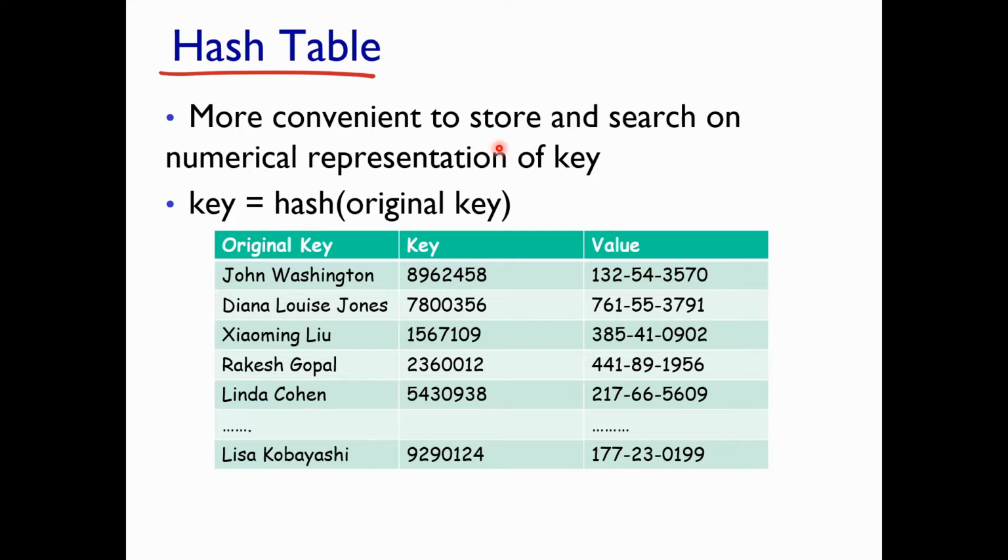Instead of having the string as the key, it is better to have a numerical representation of the key. This numerical representation can be obtained by using the hash function. So you take the hash of the original key, which may be a string value, and you get a numeric key value. Now for John Washington, the hash value can be a numerical value. This will be stored as a key in the hash table, and the corresponding value, in this case the social security number. It can be the IP address of a system as well, or it can be the document.